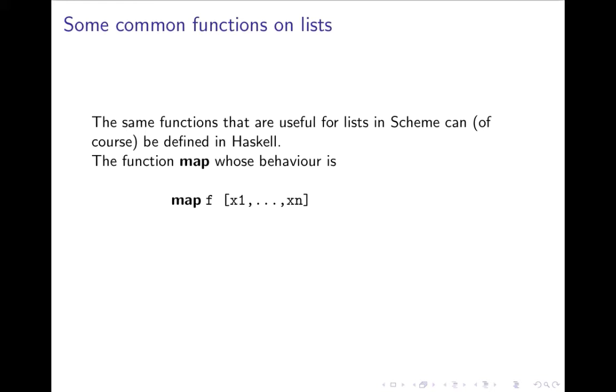Let's start with functions on lists. We've already seen lists in Scheme, and we've already had a taste of how you can work with lists in Haskell. And the same functionals that can be used in Scheme can of course be defined in Haskell. The best known one may be map, and the behavior of map is that if we apply map to a function f and a list x1 to xn, then this should return a list of f x1 up to f of xn. And this functional map is predefined.